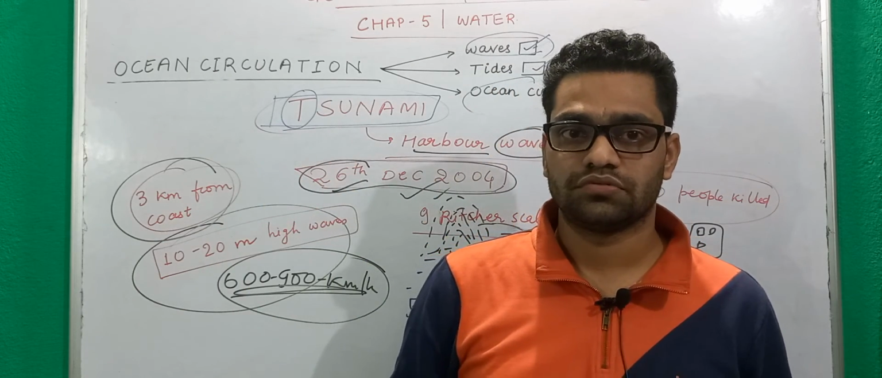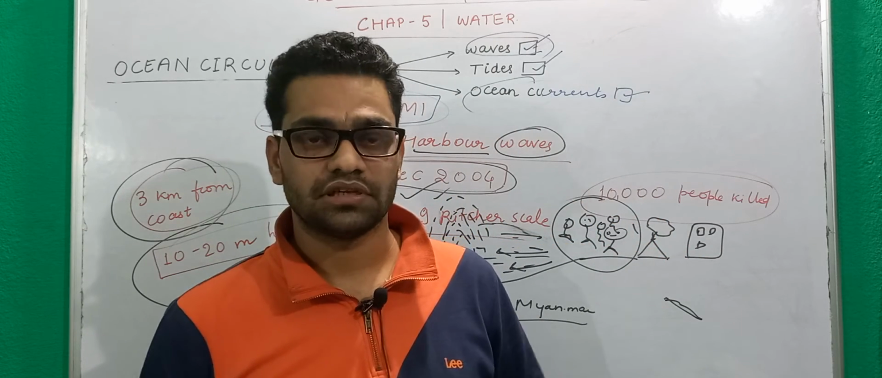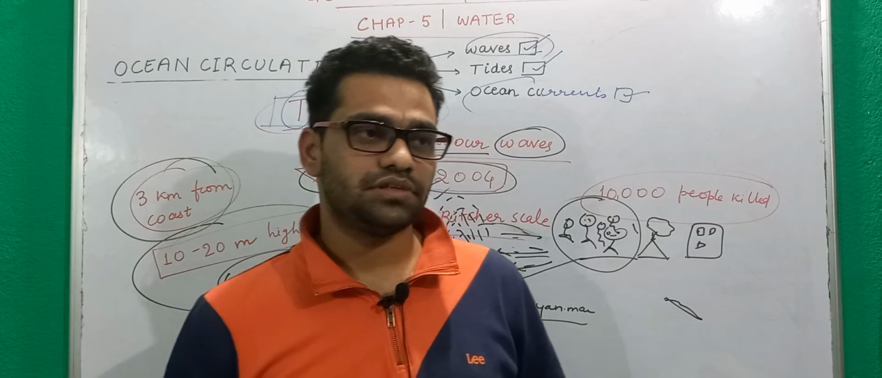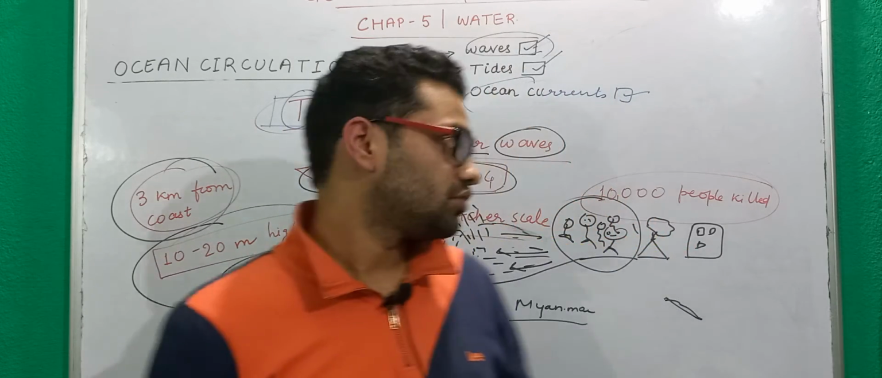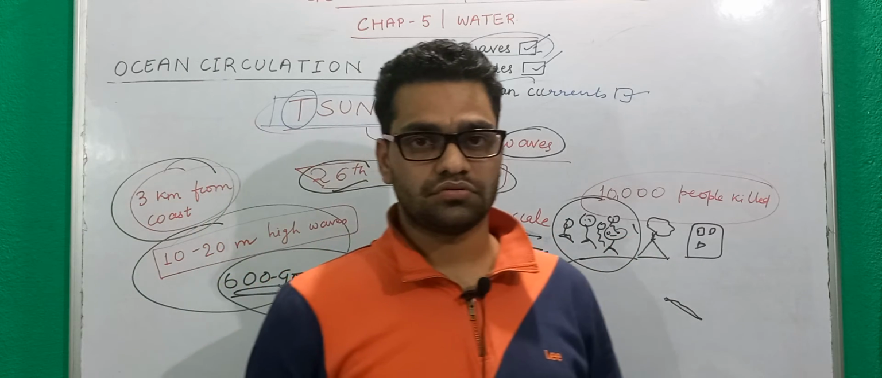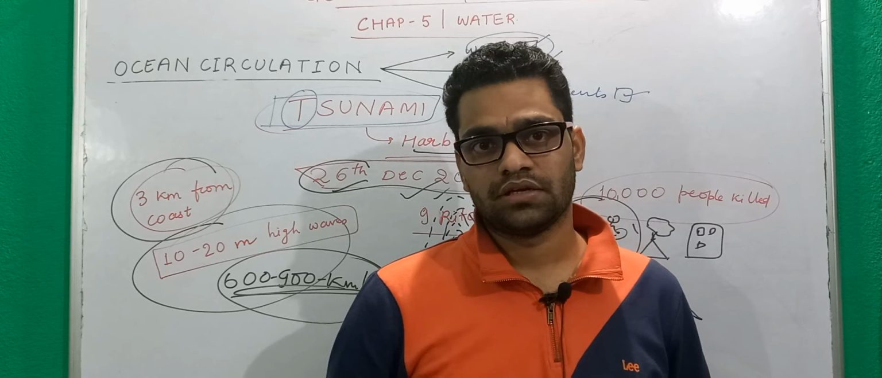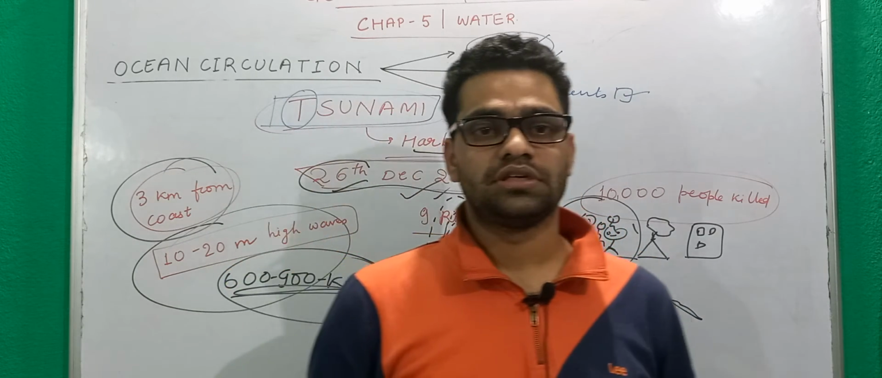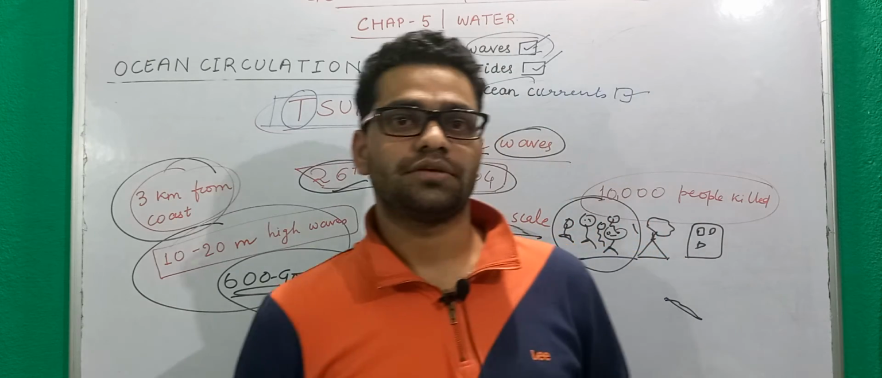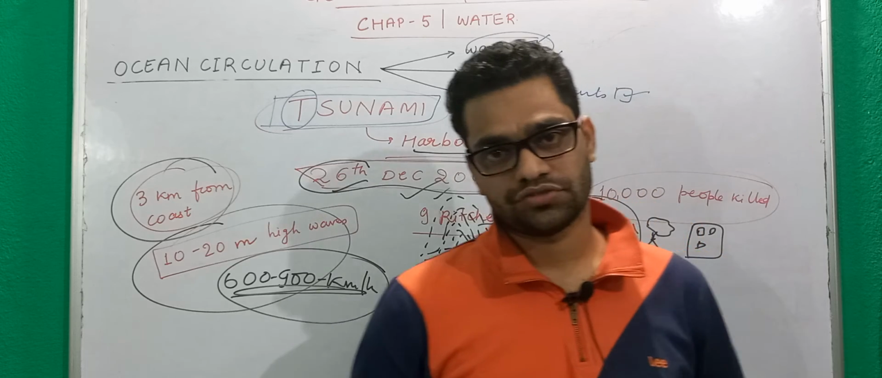Because earthquakes are unpredictable, you cannot predict a tsunami very far in advance, so you cannot vacate all these areas. So this is something which cannot be avoided, as our science has not developed too much up till now. So this was the basic discussion about tsunami, and this is also the end of chapter number 5. Thank you very much.